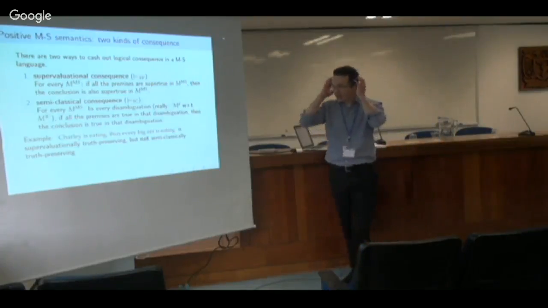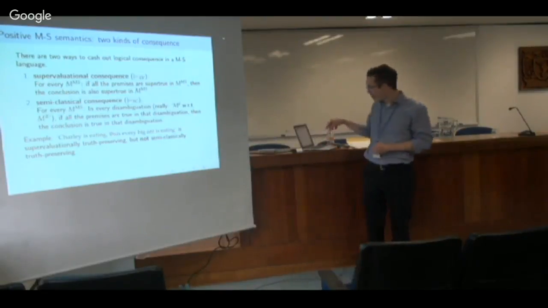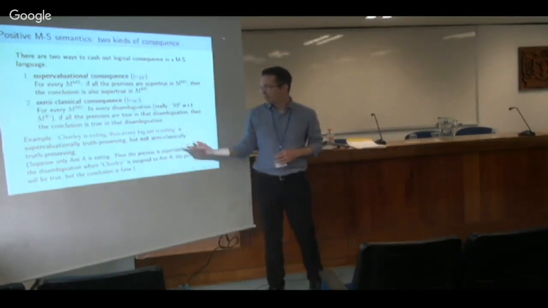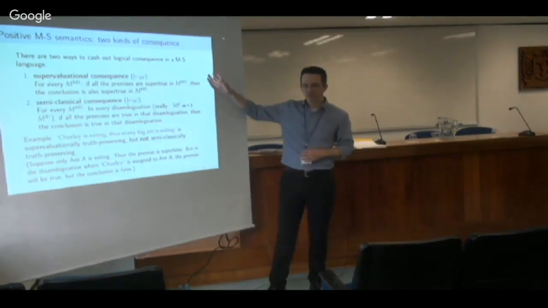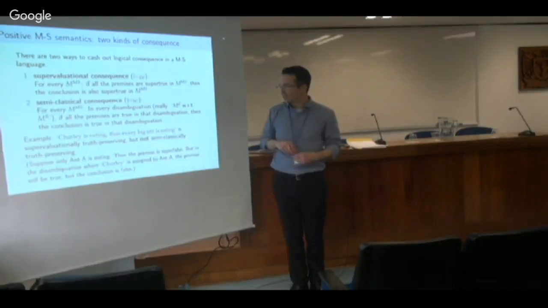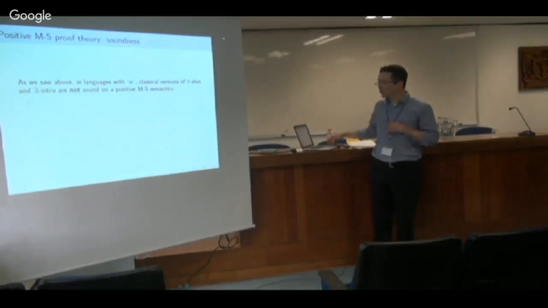Just so you have a sense of how these can come apart, "Charlie is eating, thus every big ape is eating" is supervaluationally truth preserving, but not semi-classically truth preserving. Because if only ANDA is eating and ANDB is not, then the premise won't be super true, and so we don't have to worry about it being invalid. But in the disambiguation where Charlie is assigned ANDA, the premise is true, but the conclusion is false.